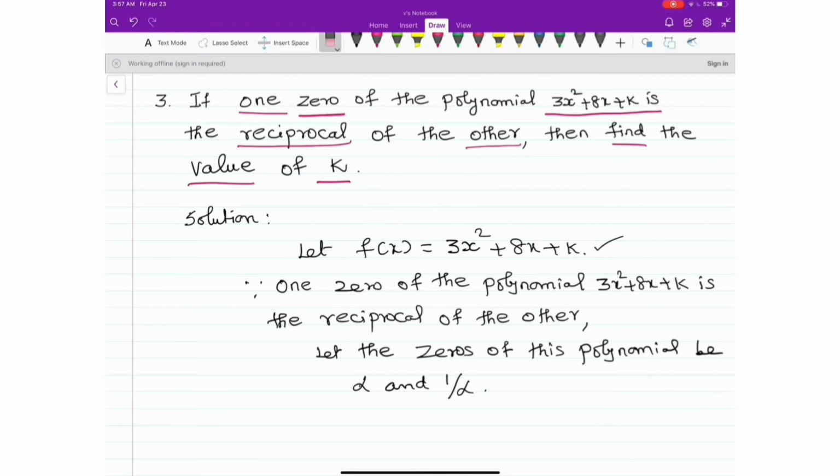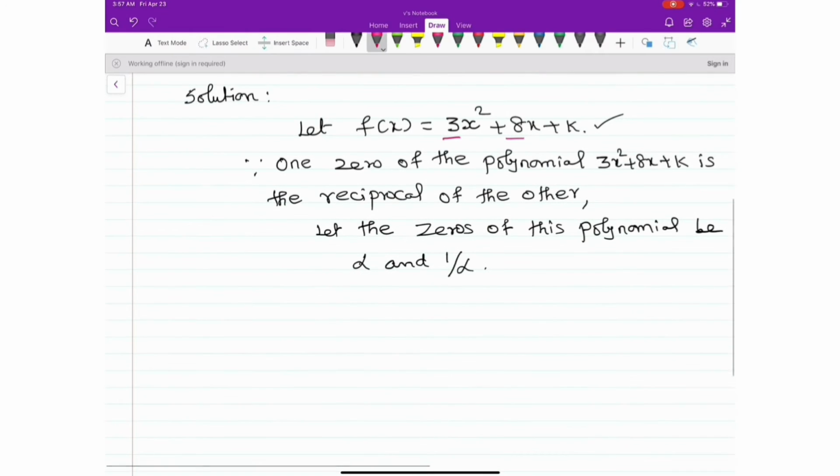You know that the sum of the zeros, alpha plus 1 by alpha, is equal to minus b by a. If you see this polynomial, minus b by a is going to be minus 8 by 3, because b is the coefficient of x and a is the coefficient of x square. So when you write the sum of the zeros, that will not involve any k. But the question is, you have to find the value of k. So let me straight away write the product of the zeros.